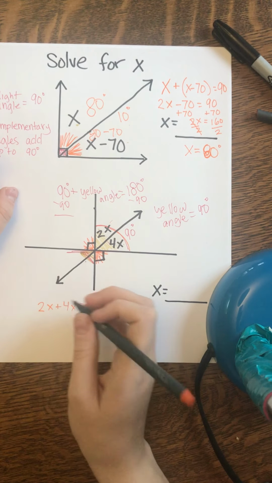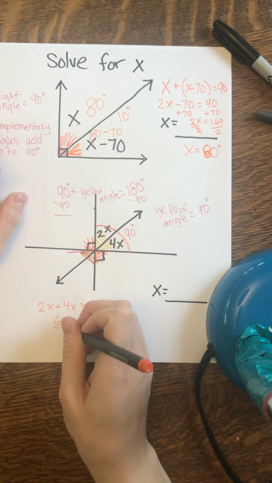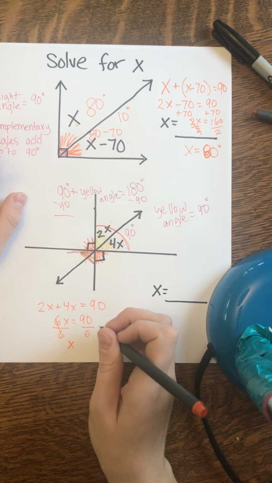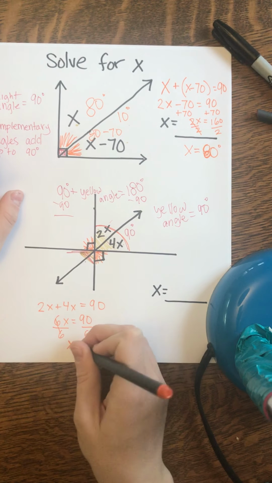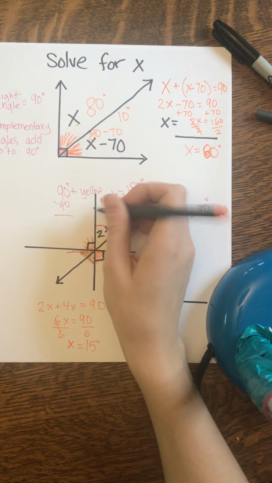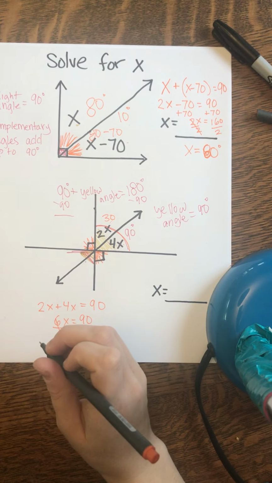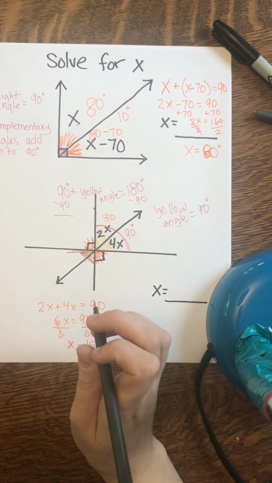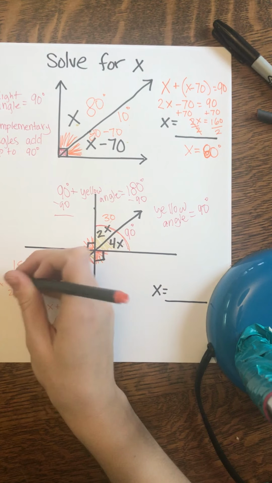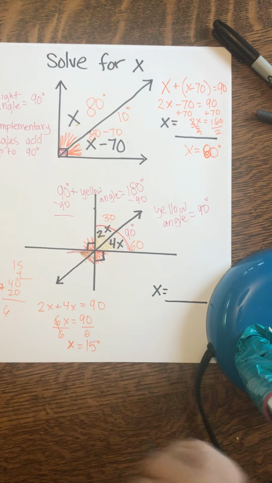Now I can just combine like terms. 2x plus 4x is 6x equals 90. Opposite of multiplying by 6, divide both sides by 6, and I get x equal to, what do I get x equal to? I get x equal to 15 degrees. And let's do a quick check. 2 times 15 is 30. 4 times 15 is, 4 times 15 is 60. Sorry, I had to do it. 30 plus 60 equals 90. It absolutely works.